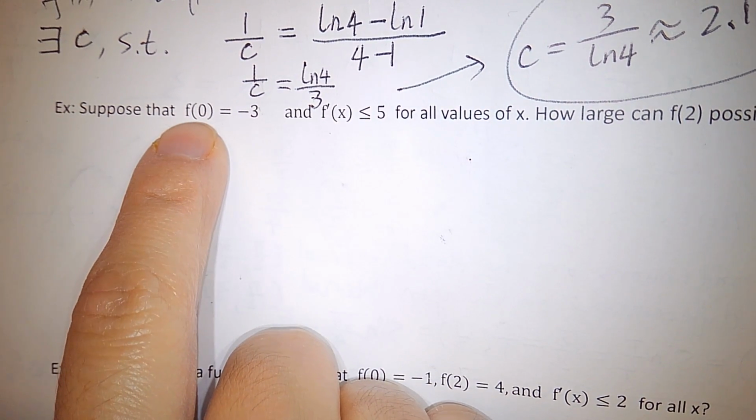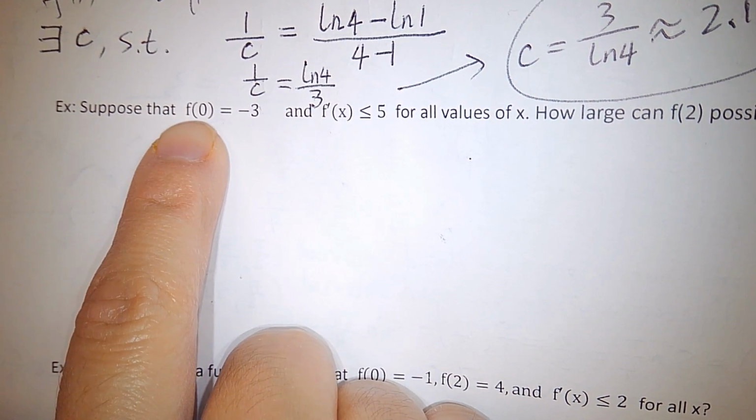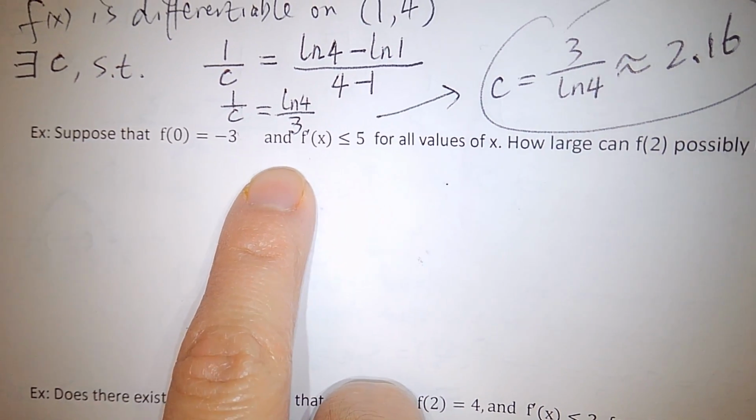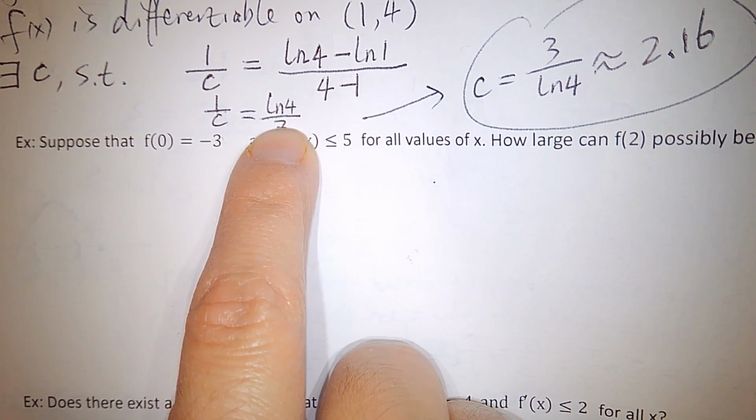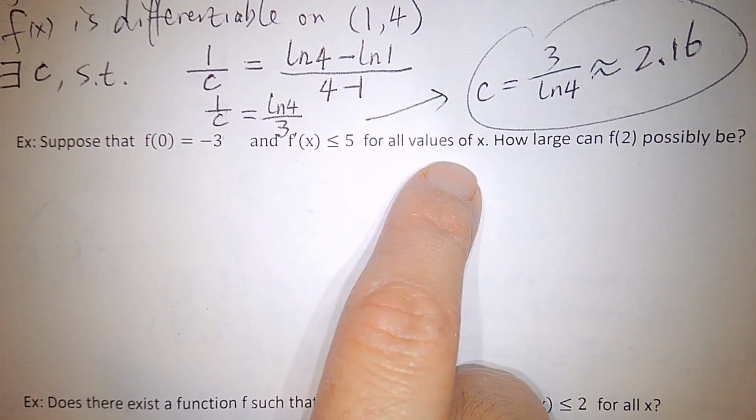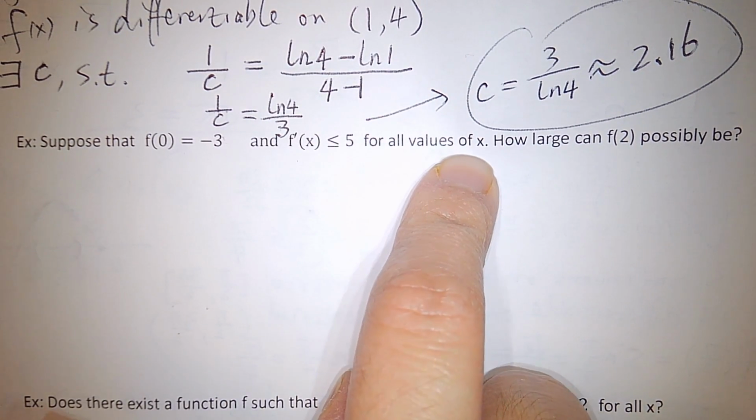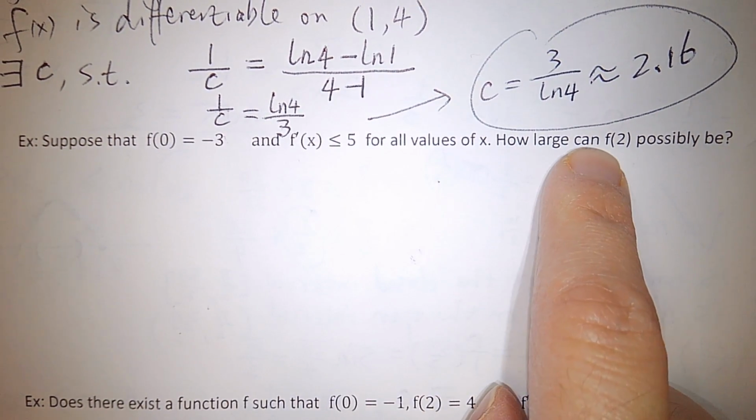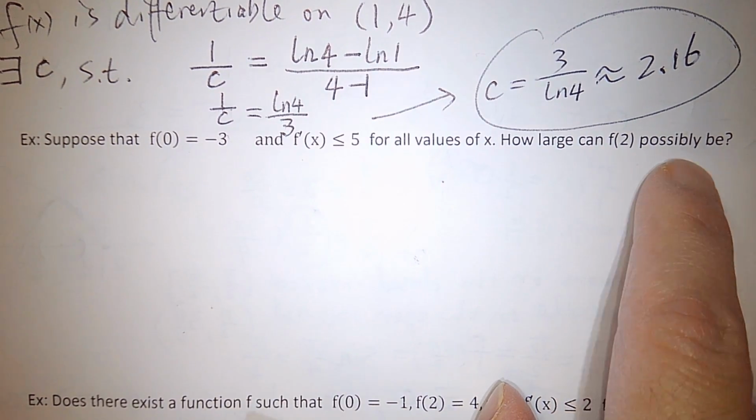f of 0 equals negative 3. We don't know what f looks like. We don't know what kind of function it is. And the derivative of f is less than or equal to 5 for all x. How large can f of 2 possibly be?